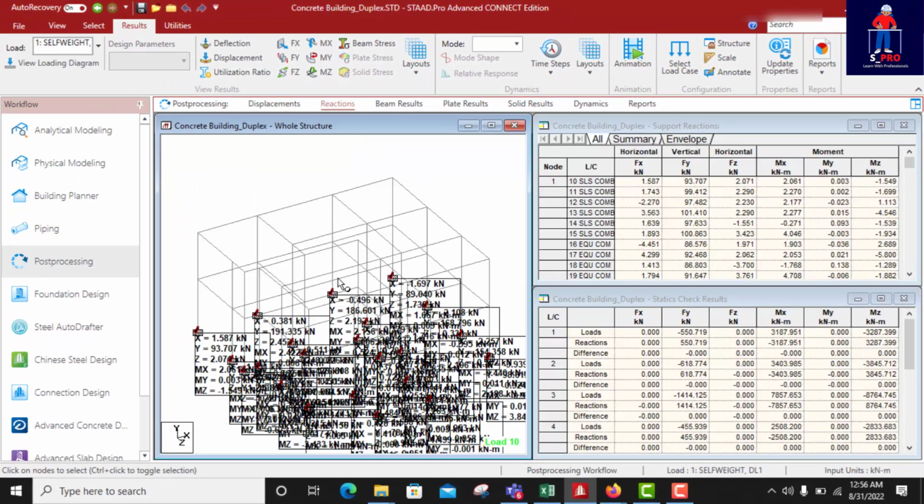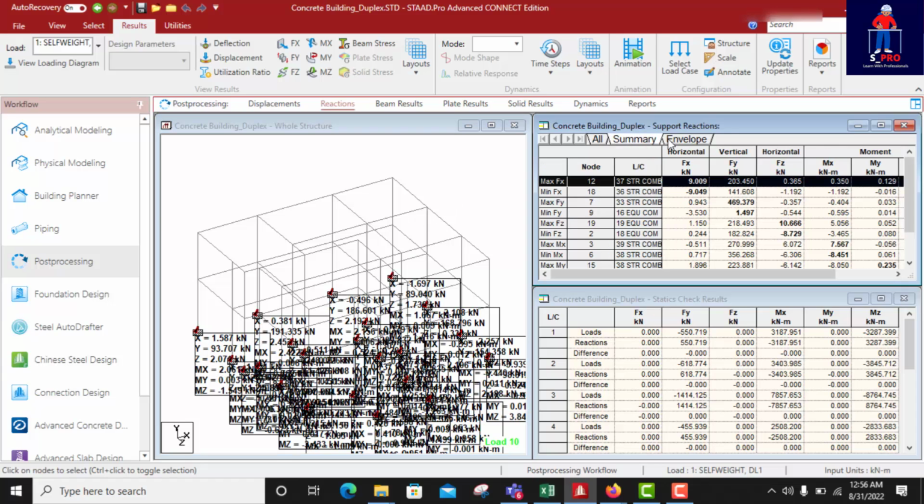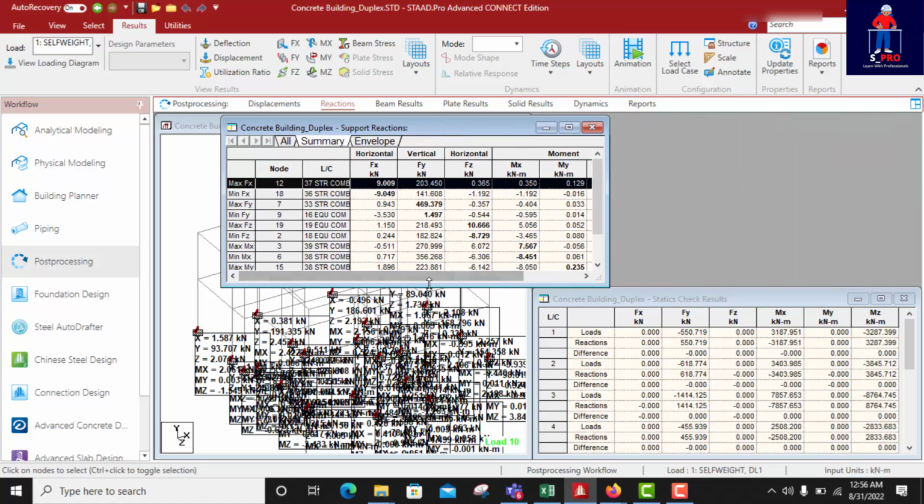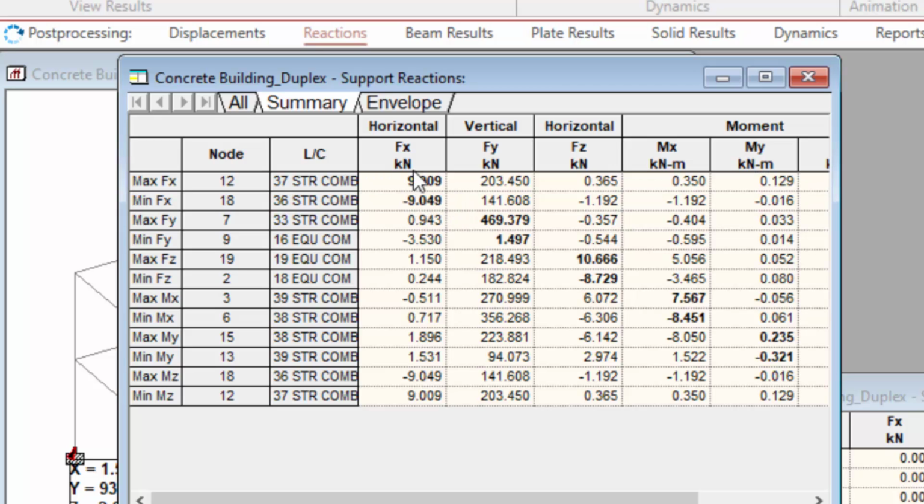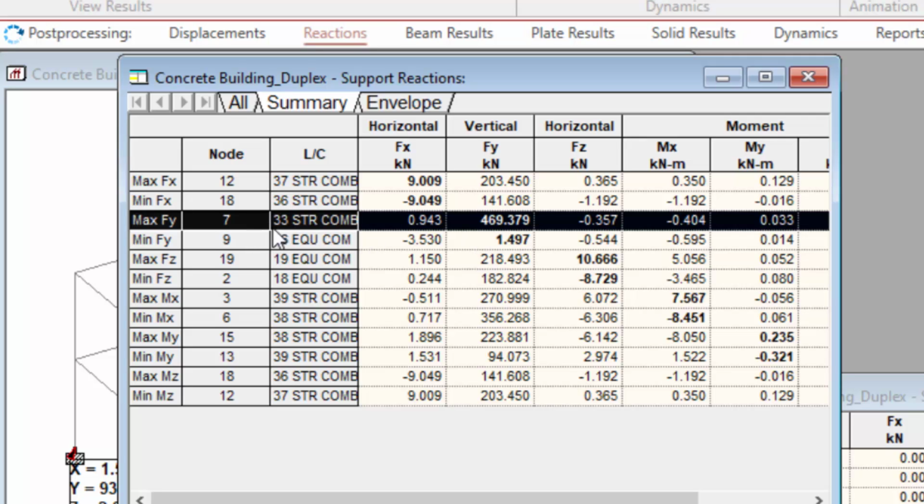Then here is for support reactions. If you click on this table, the summary, support reaction summary, you see the maximum reaction in x direction, the maximum in y direction. This is the maximum force at ultimate limit state that is coming down to the foundation. So you check the load combination, it is load combination 33.